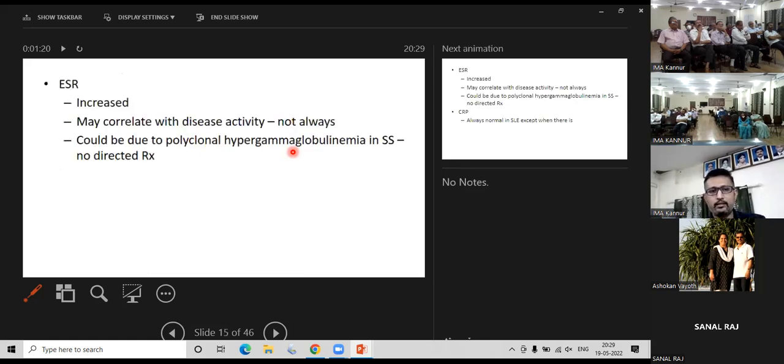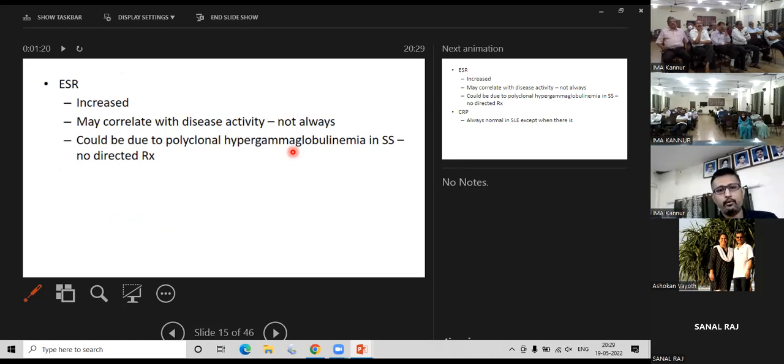ESR is usually increased. It's very non-specific, but it helps. It may correlate with disease activity, but not always. And in Sjogren's syndrome, polyclonal hypergammaglobulinemia may cause increased ESR with not much disease activity per se.